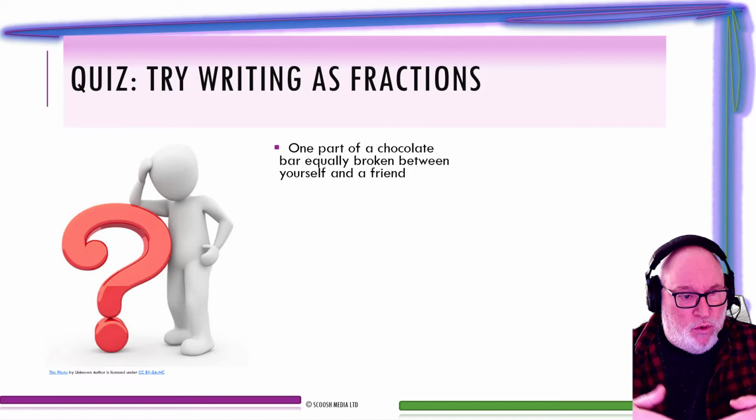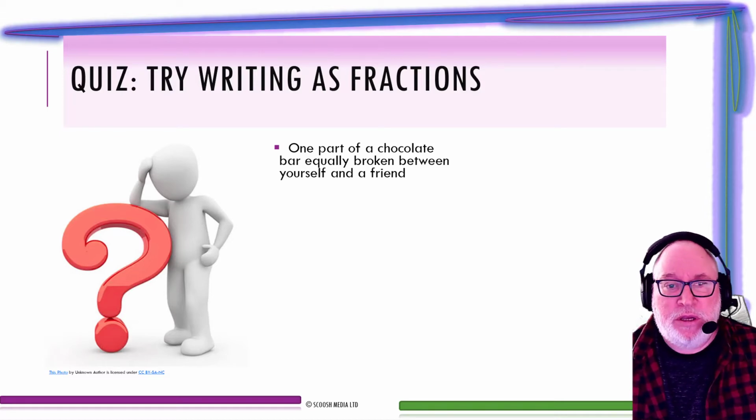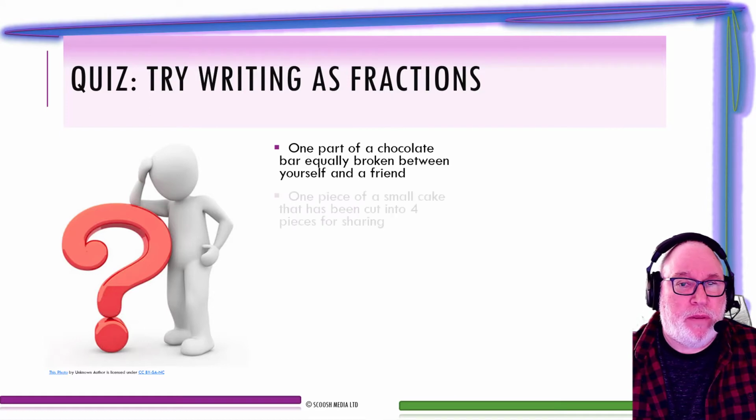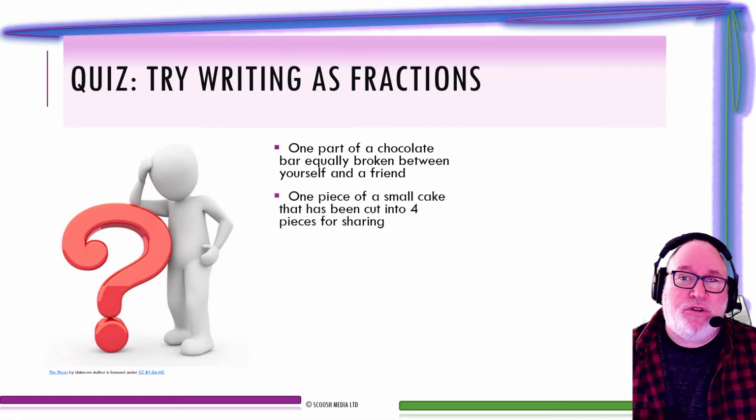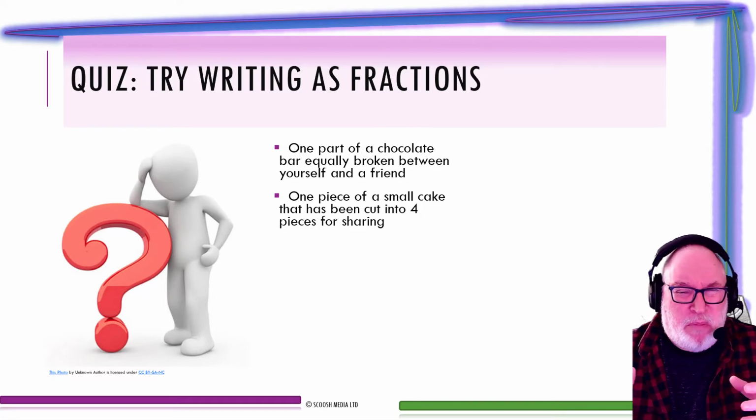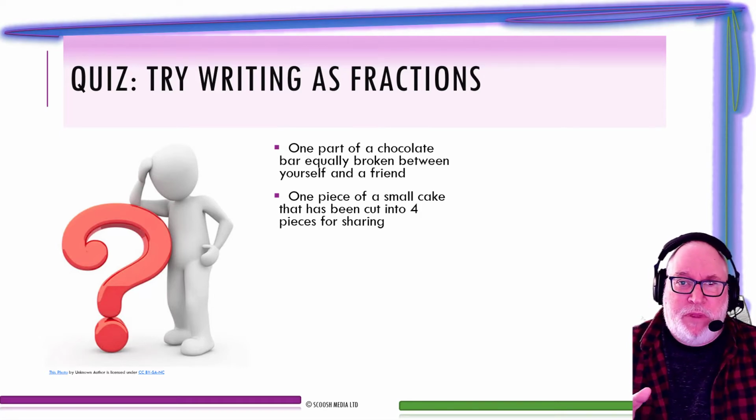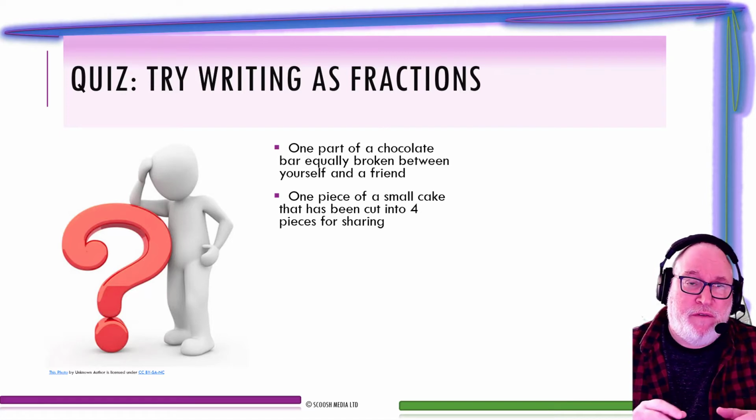I've got a few quizzes in this, and also in the next videos in this series. So try writing this down yourself. One part of a chocolate bar equally broken between yourself and a friend. One piece of a small cake. I don't like small cakes. I like big cakes. Anyway, one piece of a small cake that has been cut into 4 pieces for sharing.